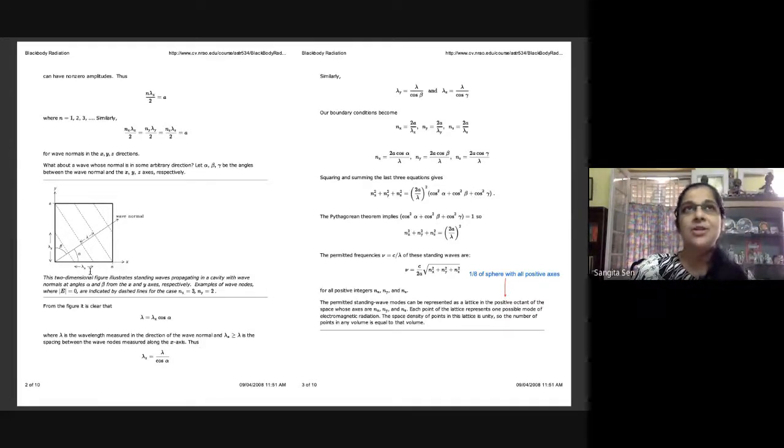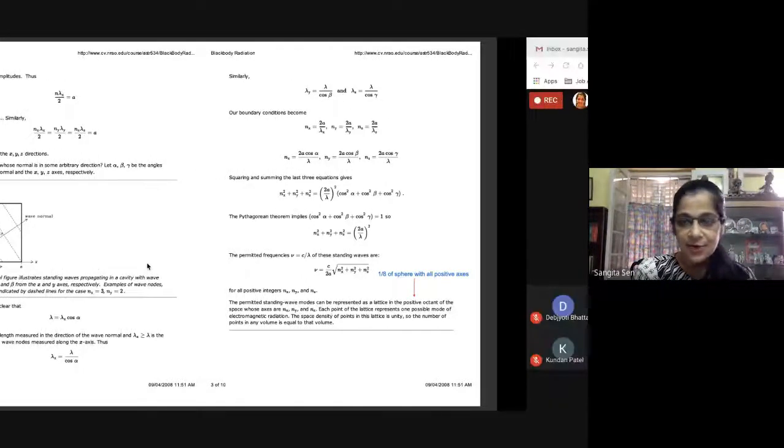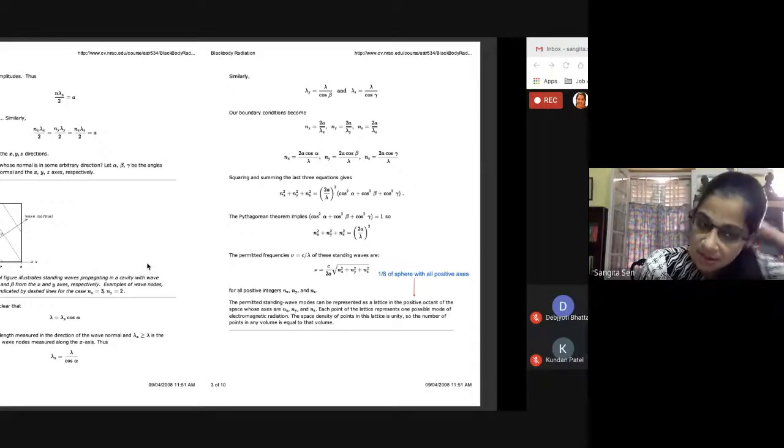The original question was, what lambdas are allowed to have standing waves in this box? So we don't want to take a lambda and see how it travels. We want to find out what lambdas are allowed. Fine. So I will continue then.